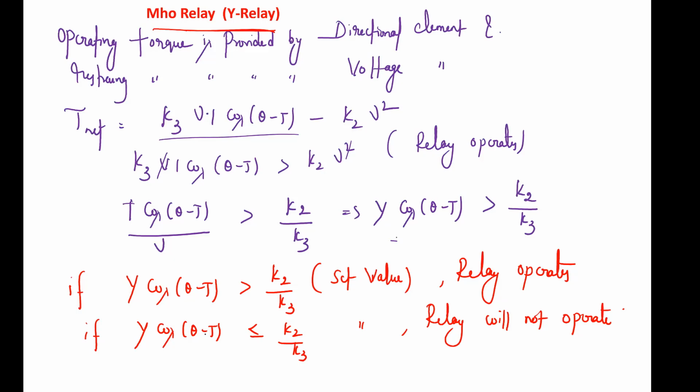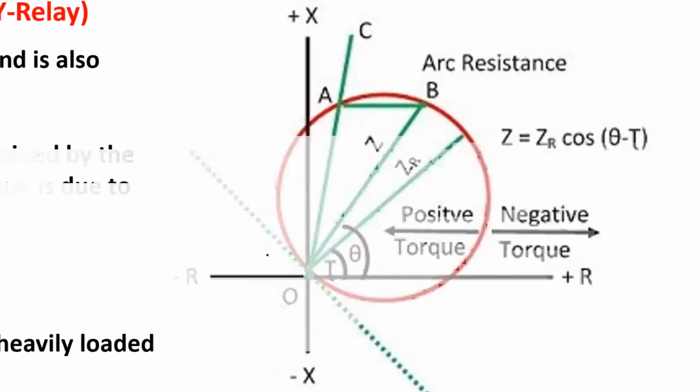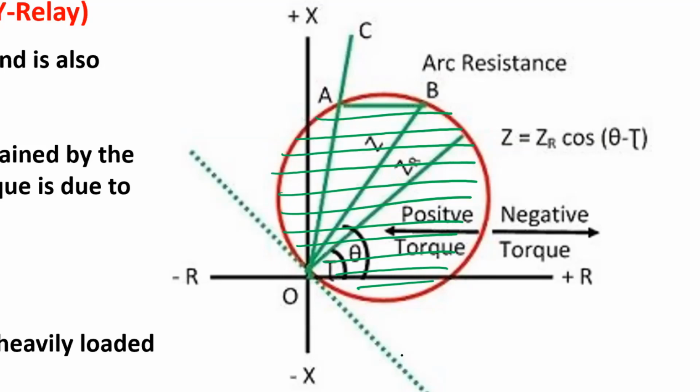This admittance into cos of theta minus tau should be greater than some set value, then only the relay will operate. So if you plot the operating characteristics, you can see here this red color circle is the operating region. So the relay operates inside this one. That means if the admittance seen by the relay is this value, then it will operate. Inside the circle it will operate, on or outside the circle it will not operate. Understand?